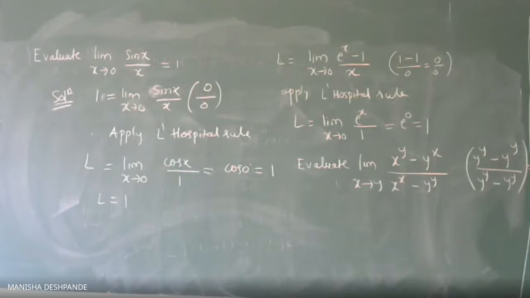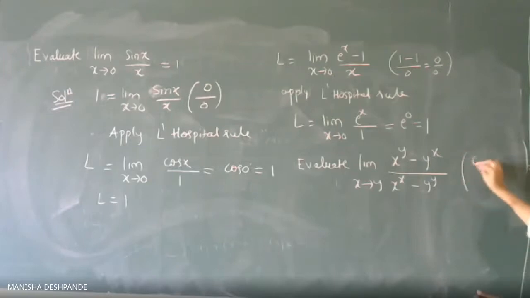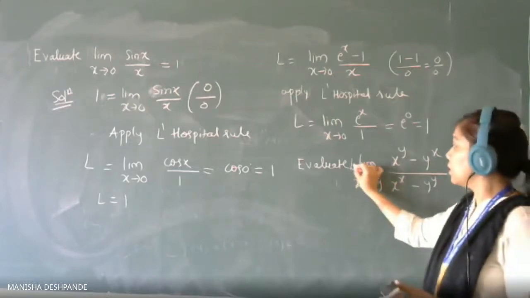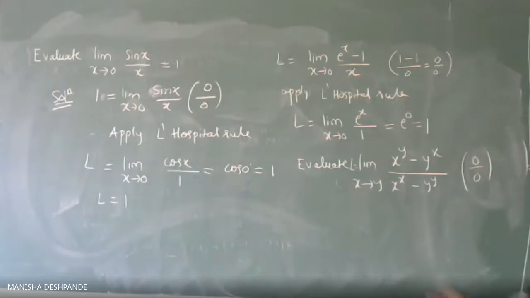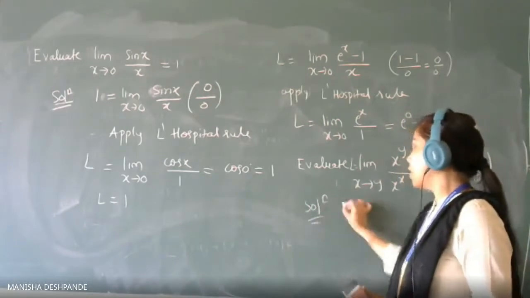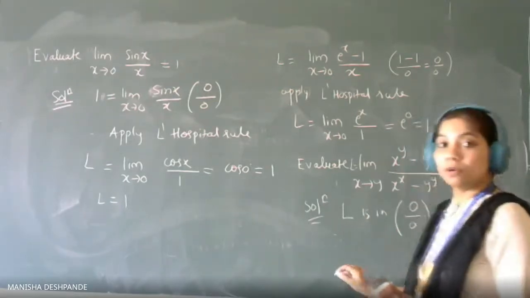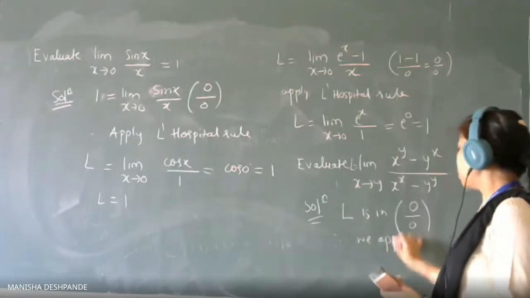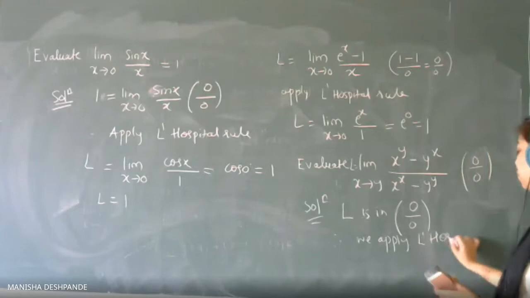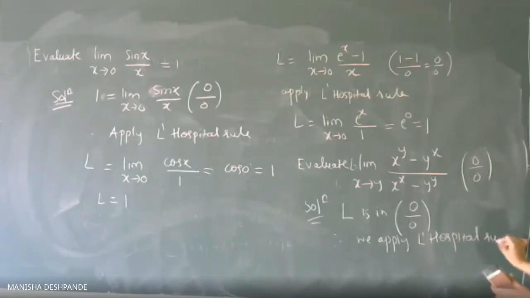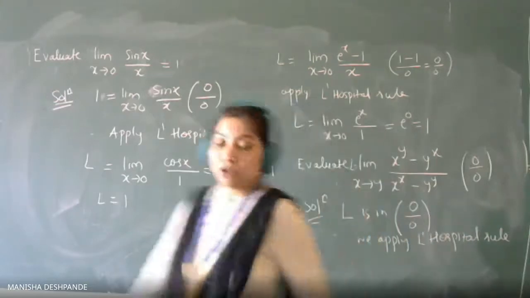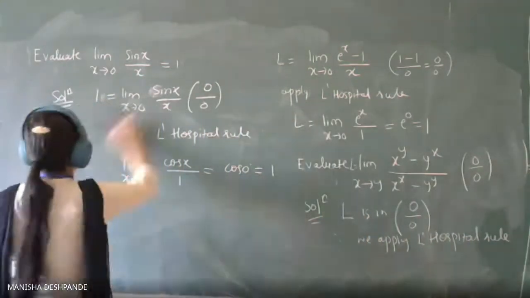So that's why you have to solve it ahead and apply the L'Hospital rule. So try applying L'Hospital rule. The given question is 0 by 0 form, and therefore we apply L'Hospital rule. Okay. So try solving. Let's see how many of you will get the correct answer.